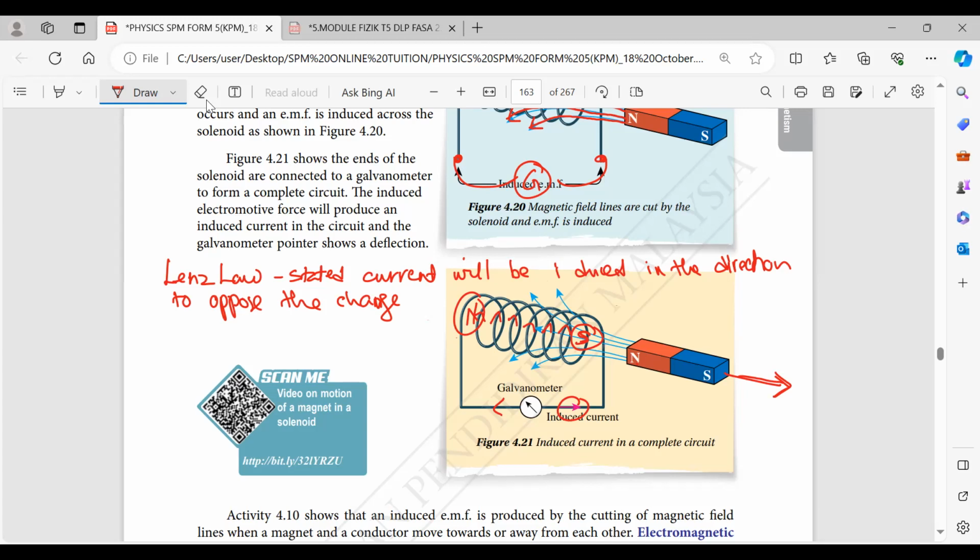So if you're trying to push the magnet in, the coil will try to push the magnet out. So according to that, you find out what is the polarity. Then you use your right hand grip rule. Okay, so thumb will be pointing to the north. Then the other four fingers will show the direction of the magnetic field. So that's how you determine the direction of the current that is induced in the circuit.